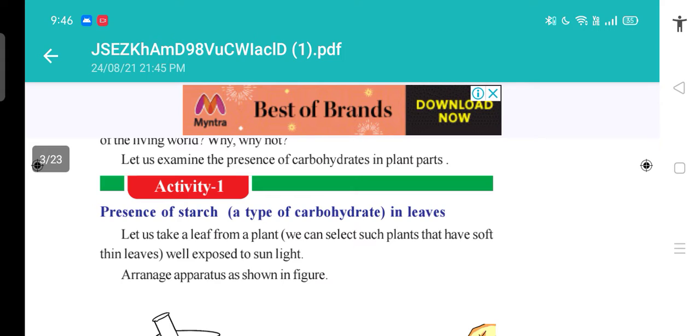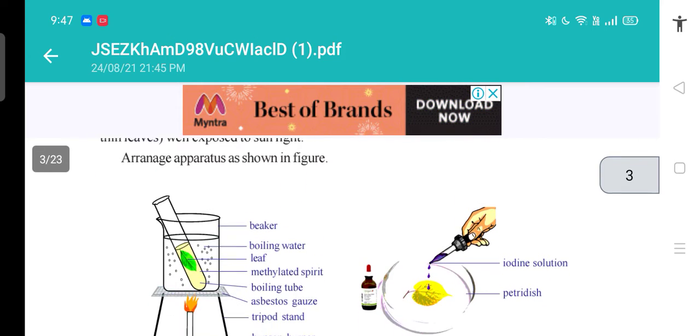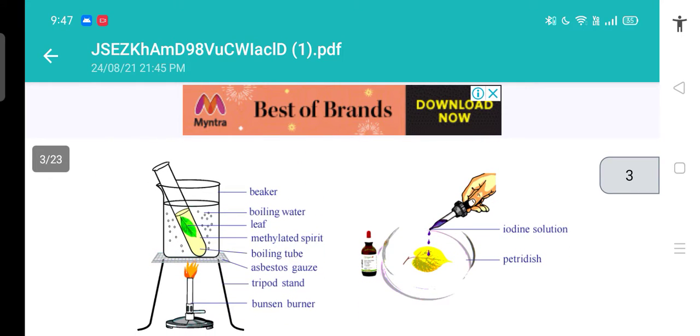We can select plants that have soft, thin leaves. If the leaves are many months or years old, they will not be so soft. That's why we have to take soft, thin leaves. They also need to be well exposed to sunlight. First, arrange these apparatus in the following manner.